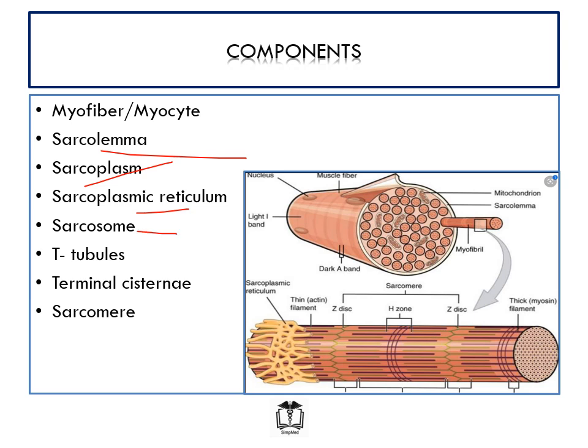Then we have some specialized structures that are not found in other cells, like the T-tubules. T-tubules are specialized invaginations of the sarcolemma that tend to run in a transverse direction across the cell. So they are also known as transverse tubules, hence the name T-tubules. They're unique to the muscle cells, and are not found in any other cell aside from the muscle cell. Then we have the terminal cisternae. These are sac-like regions of the sarcoplasmic reticulum that tend to act as the calcium storage site.